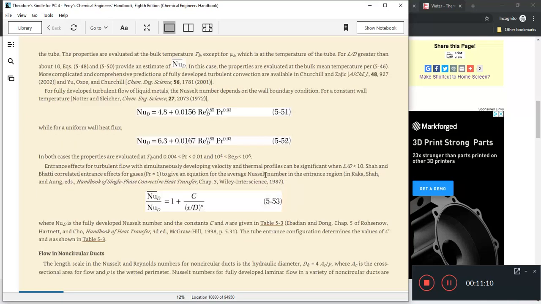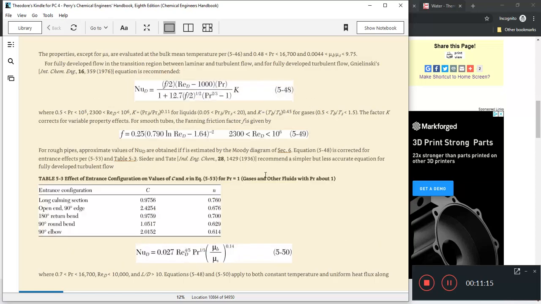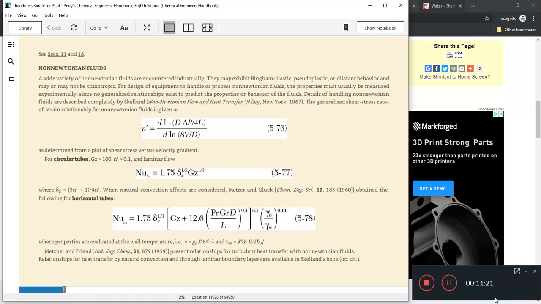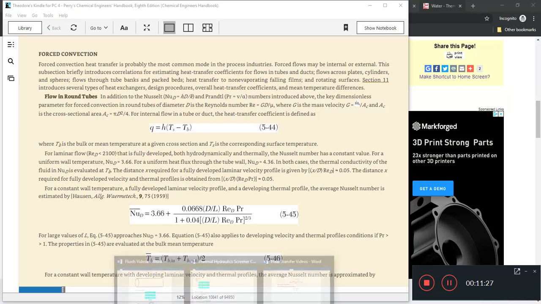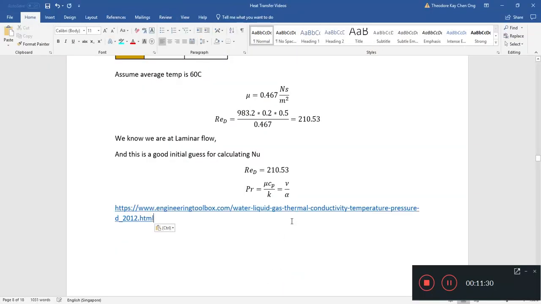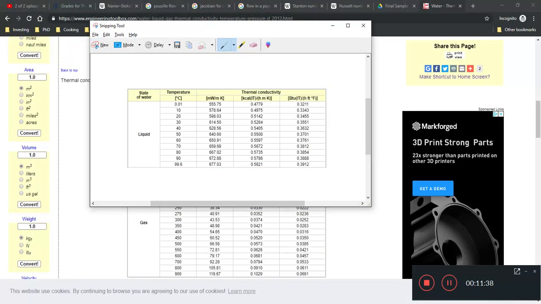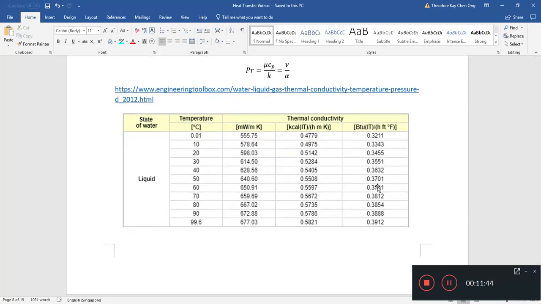Oops, I scroll all over the place. Where did I point it? Yeah, there you go, 545. Okay, so that's where I get it from. And this is my Prandtl number. Okay, so this is in milliwatts per meter per Kelvin, or you just divide this by 1000, okay?